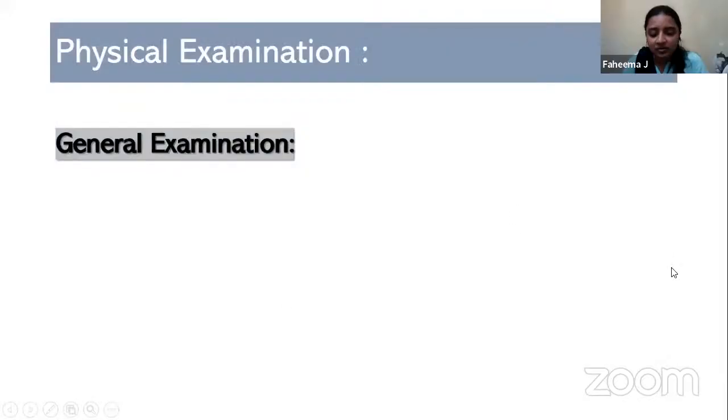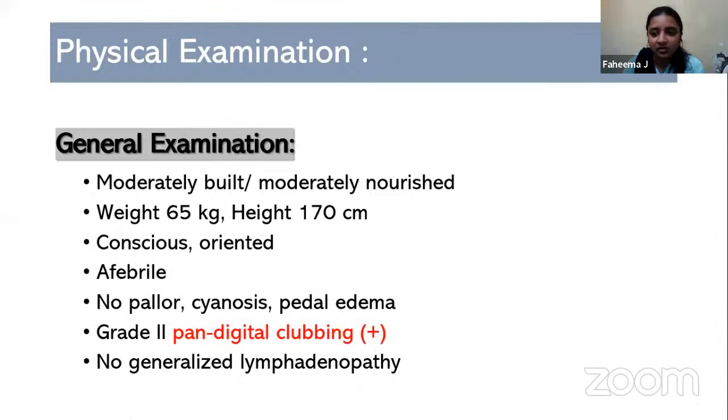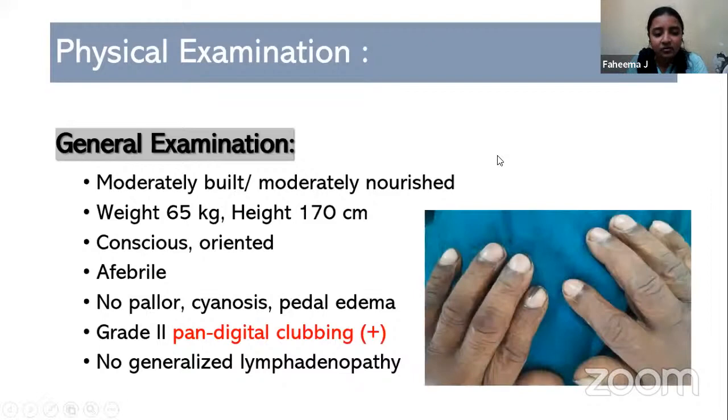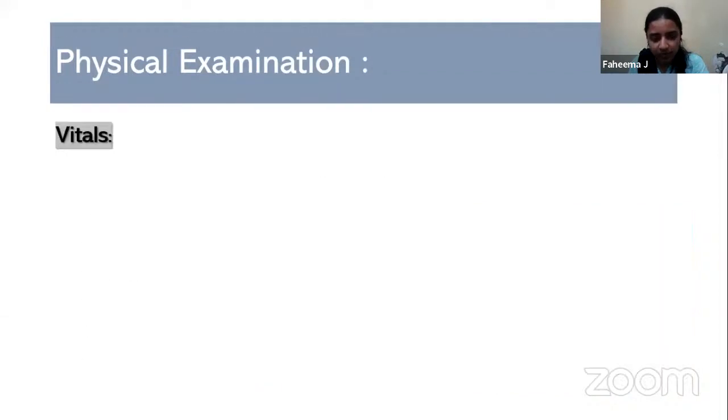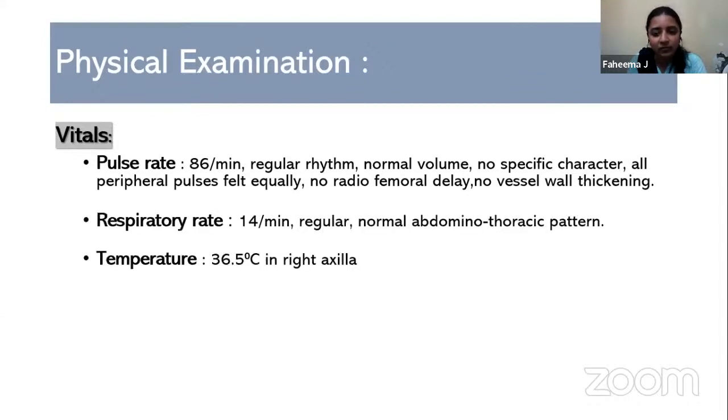On physical examination, general examination: the patient was moderately built and nourished. His weight was around 65 kgs and height was 170 centimeters. The patient was conscious, oriented, afebrile. There was no pallor, cyanosis, or pedal edema. Grade 2 pan-digital clubbing was seen, and there was no generalized lymphadenopathy. Vitals: his pulse rate was 86 per minute, regular in rhythm, normal in volume, with no specific character, and all peripheral pulses were felt equally, and there was no radiofemoral delay or vessel wall thickening.